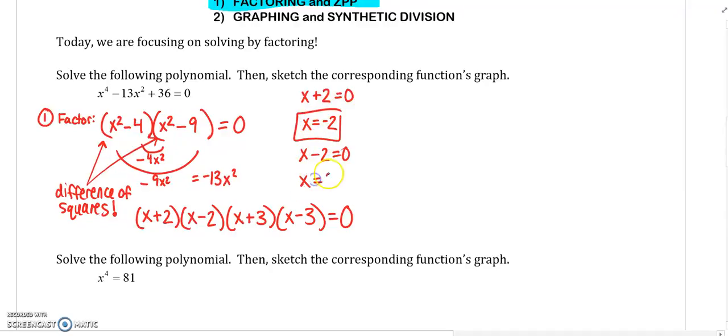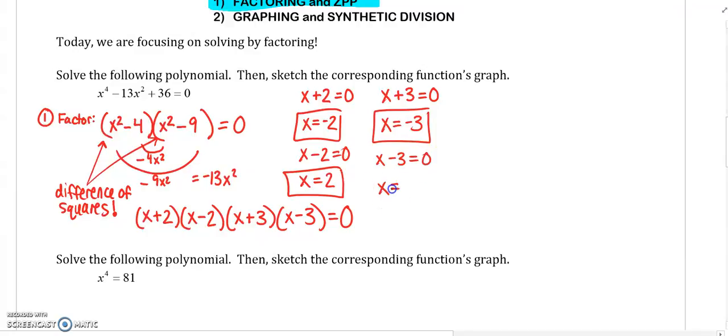That'll give me +2. I know this is a little all over the place, my fault. Set the next factor equal to 0 and solve, -3. And set the last one equal to 0 and solve, +3. So those are my 4 answers. Do you remember talking about how the degree of your polynomial tells you how many zeros you'll get? So that's kind of your hint as to whether you found the right number.